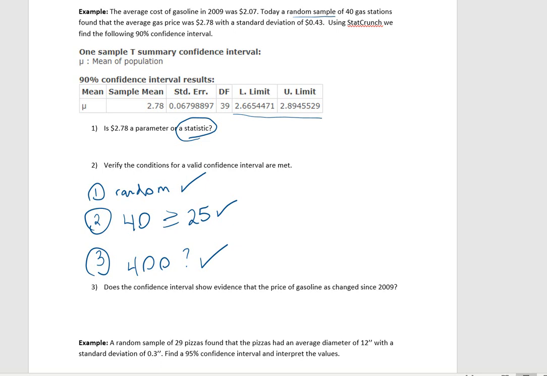So if it was the same, then we would be 90% sure that the cost of gas was somewhere between $2.67 and $2.89. Now, since $2.07 is not even close to being on this interval, then what that says is that we do have evidence that the gas price has changed.